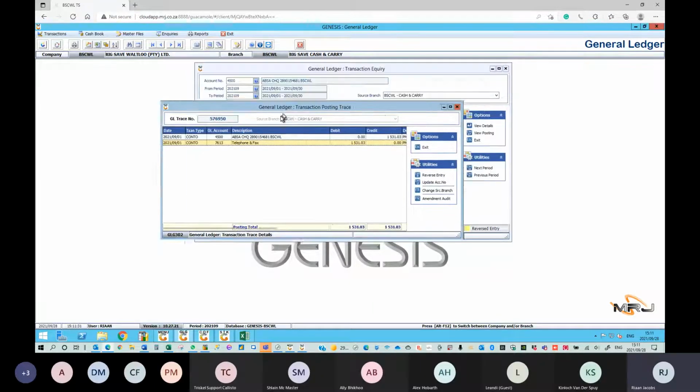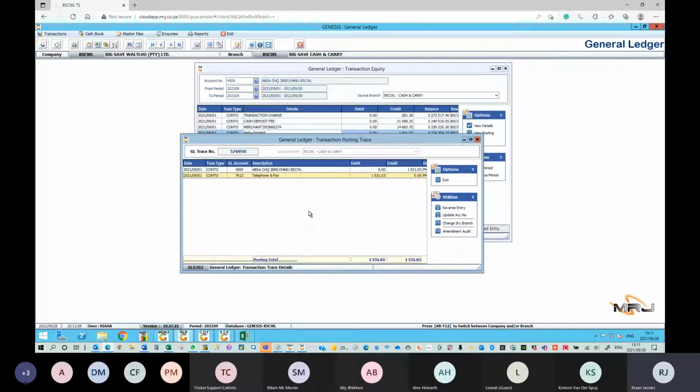Over the past we experienced a lot of systems, and one of the systems was SAP Business One. What made them nice is they had a feature that if I posted this payment of 1,500 bucks to telephone and fax, but it's actually not supposed to be telephone and fax.